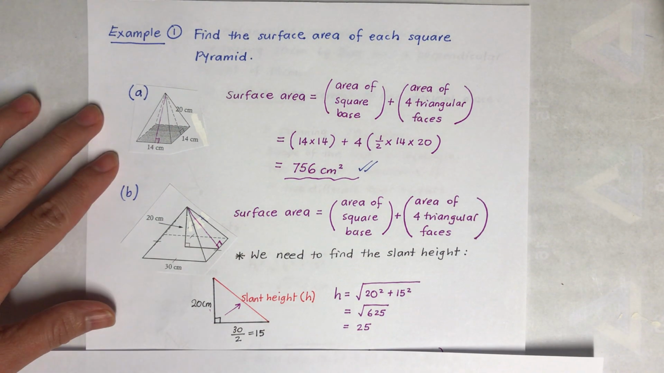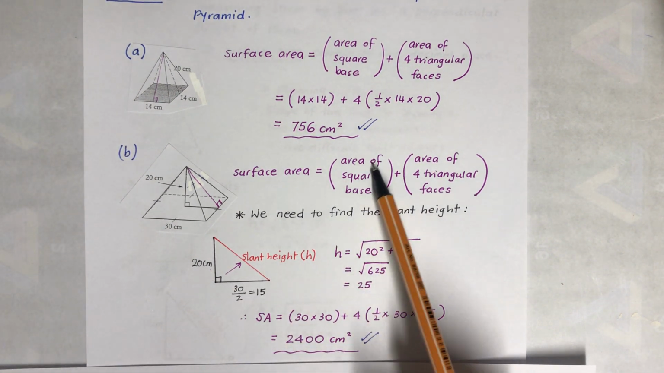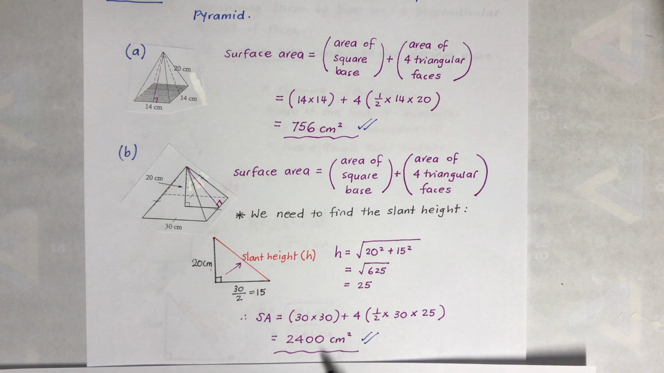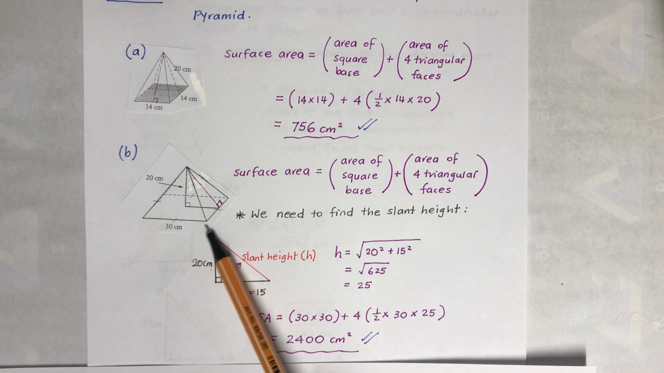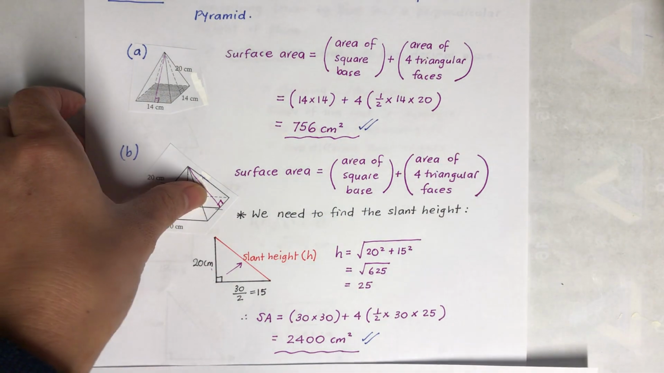So that's my slant height, and the surface area will be the area of the square, 30 times 30, plus 4 times the triangular faces. So half times base, which is 30, times slant height, which is 25. So the answer is 2,400 centimeters squared.